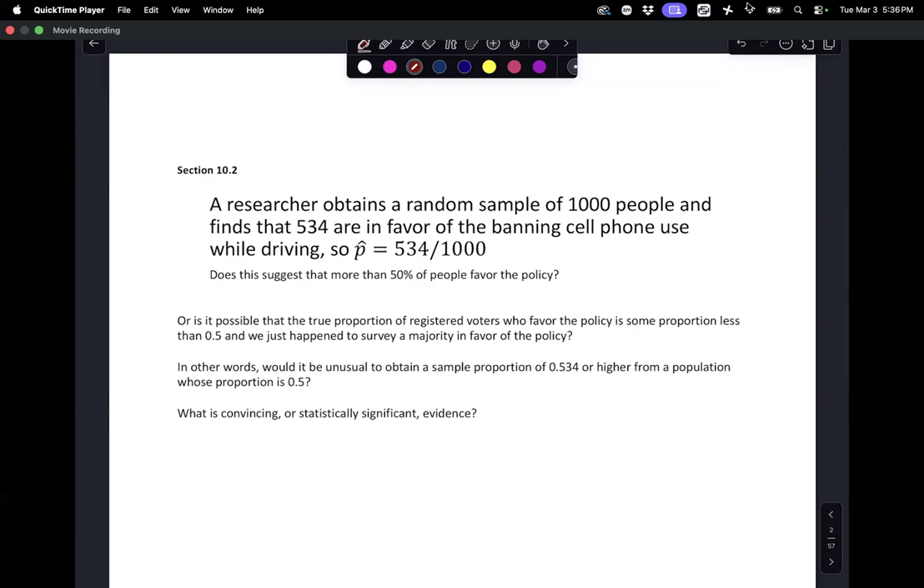Would it be unusual if it was actually 50% of the people in favor of banning cell phones, would it be unusual to get a proportion that was 53.4% or higher? We need to know whether or not this is statistically significant, whether or not this would be unusual. And I know that up until now, 5% has been our rule.